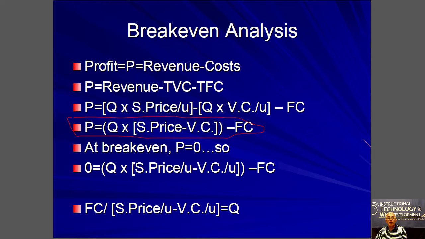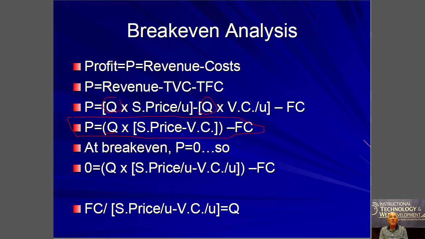You know from algebra, if you have the same term inside the parentheses in two places, you can take it out of the parentheses and end up with quantity times (selling price per unit minus variable cost per unit), and all of that minus fixed cost. This is what I call the more powerful profit formula that we're going to refer back to numerous times in the course.